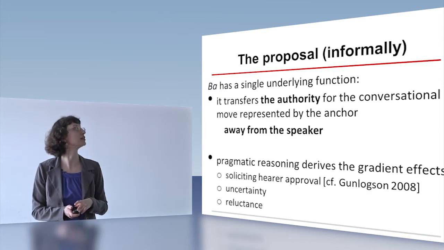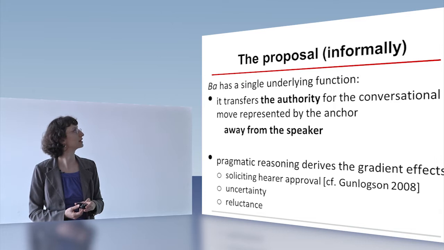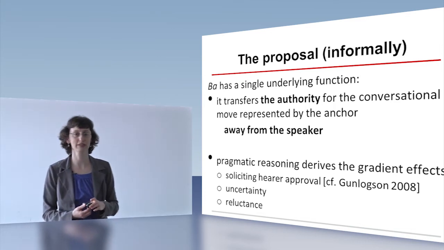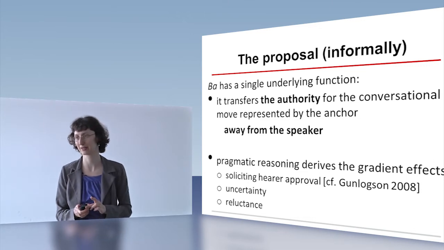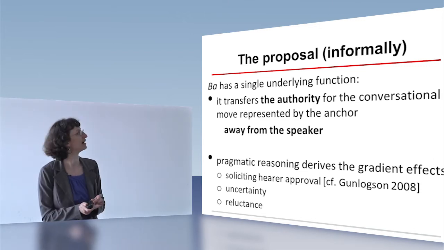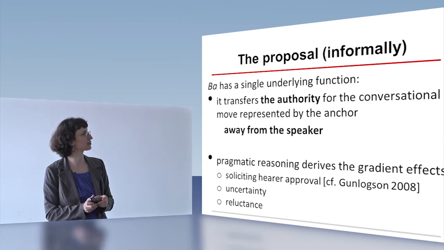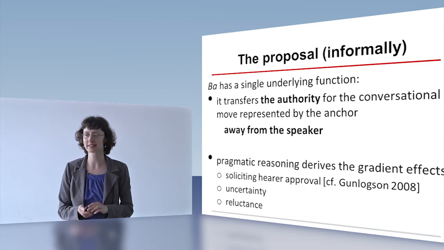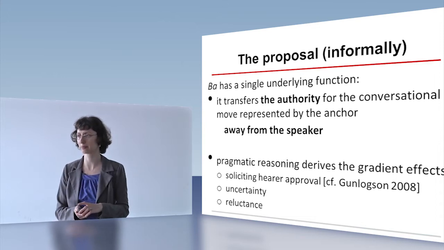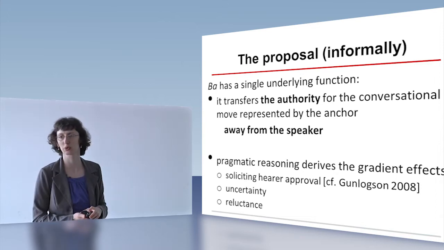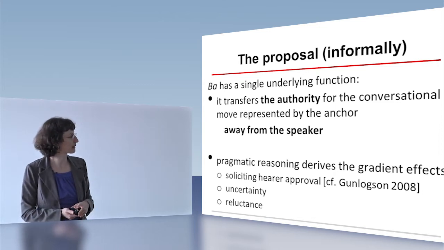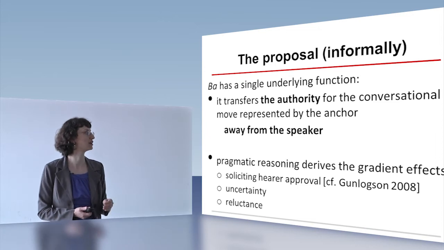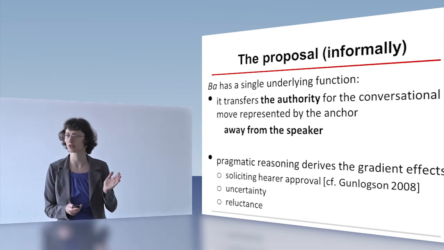Now, the proposal, informally, is that ba has a single underlying function, and that is to kind of abdicate responsibility for the anchor speech act. So it transfers the authority for the conversational move represented by the anchor away from the speaker, and not necessarily into the hearer's court, but most likely into the hearer's court. And so pragmatic reasoning then derives the gradient effects, whether to solicit hearer approval, or uncertainty, or reluctance, or whatever it might be.